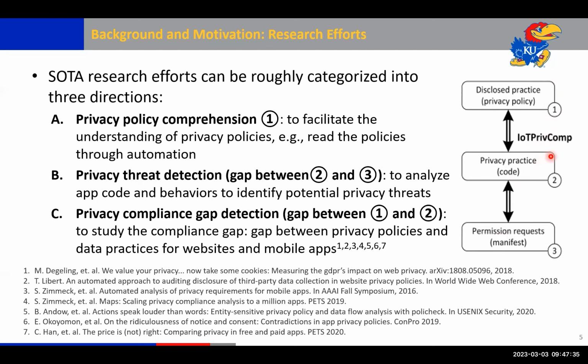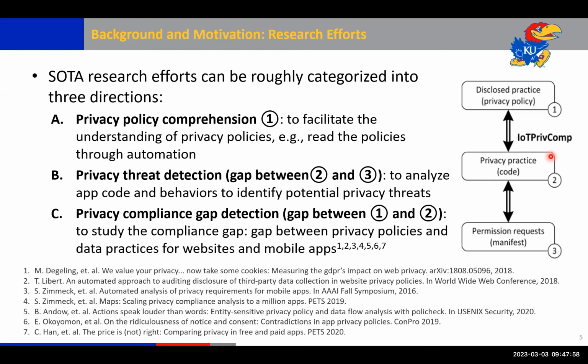There are references down here that have studied the gap between 1 and 2, which is checking the privacy policies against the actual actions of the app. These have been done, but only for websites and mobile apps. How we are different is that we are checking this compliance for IoT apps.